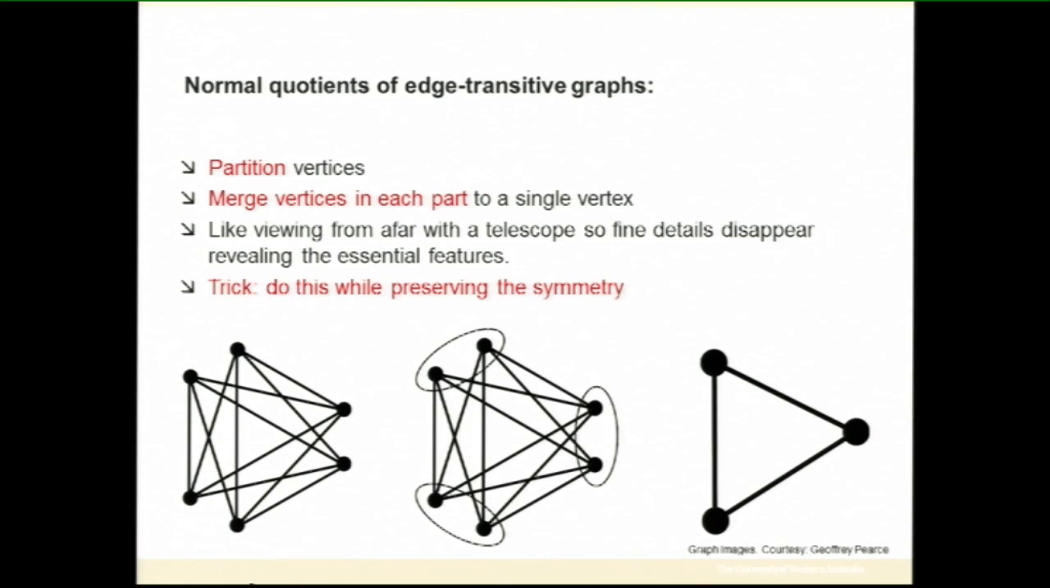So you take a graph, say that one, you partition the vertices into a few sets, and then to take the quotient, you merge all the vertices in each part to a single vertex, and where you see some edges, you put an edge, and if you don't see any edges, you don't. And so you get a smaller graph, the quotient graph. It's a bit like viewing the graph from a long way off through a telescope so that some of the details disappear and you just get to see the essential features. The trick is to do this while preserving the symmetry that you care about.